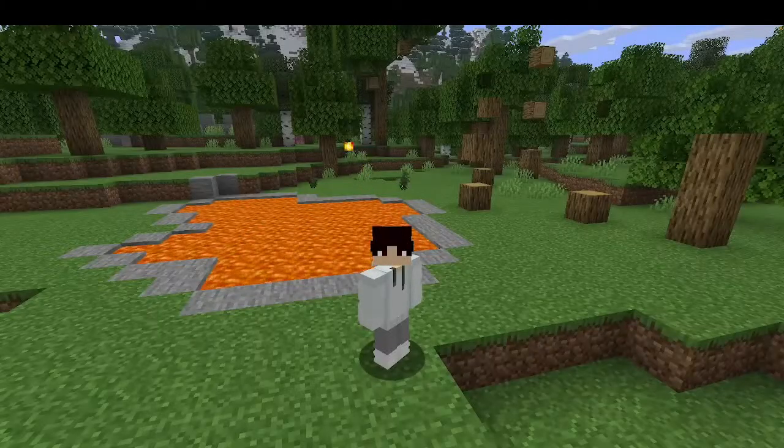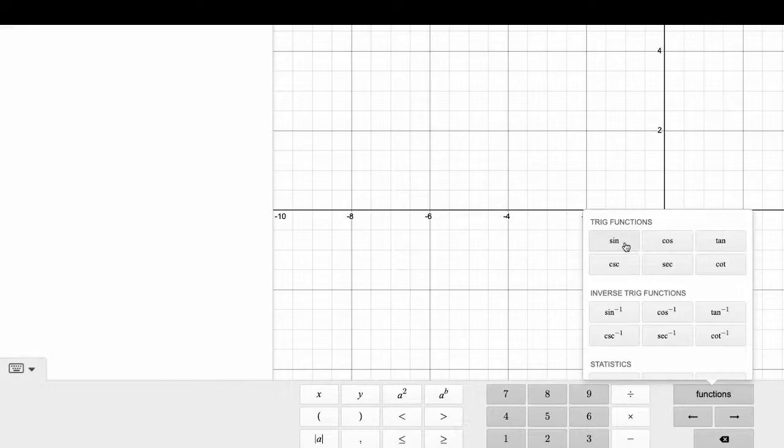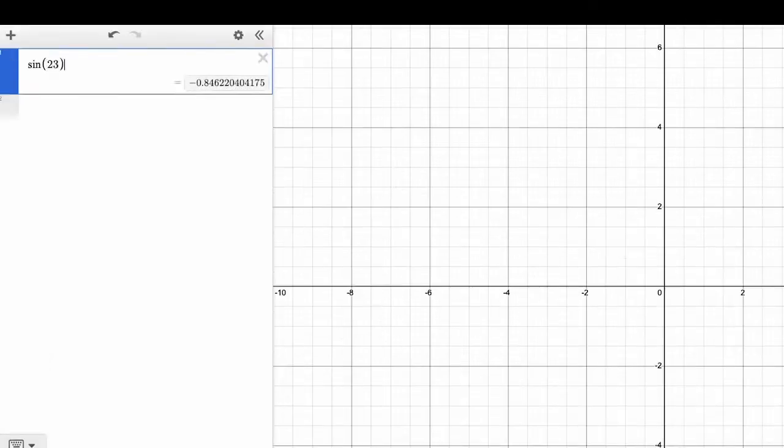Finally, trigonometry. Not really too much you have to say for this one. Just go here and here to find the trigonometric functions. You can put them in and do whatever you want from there.